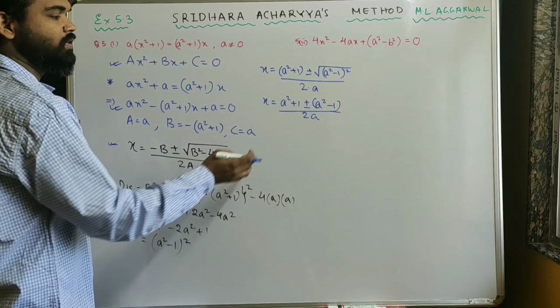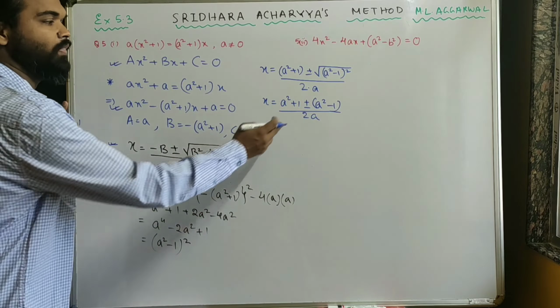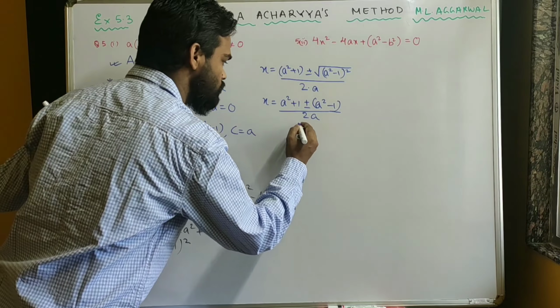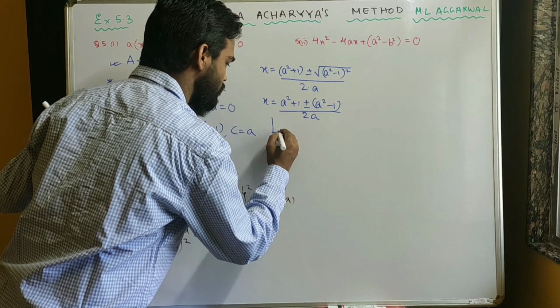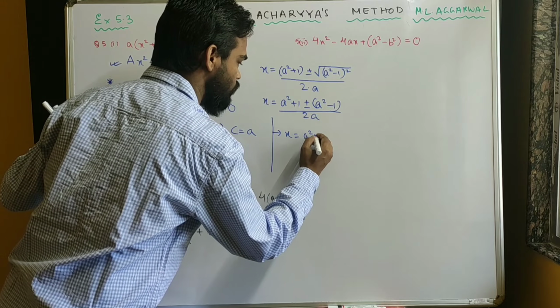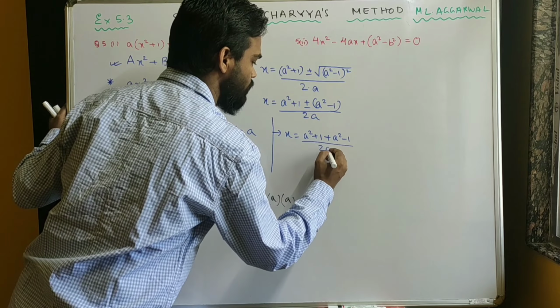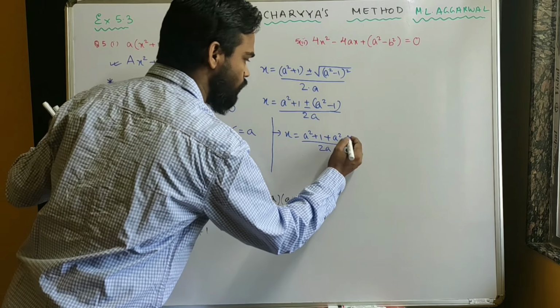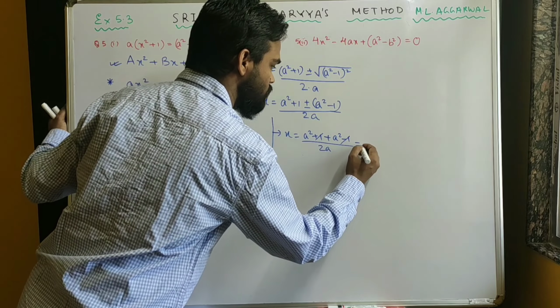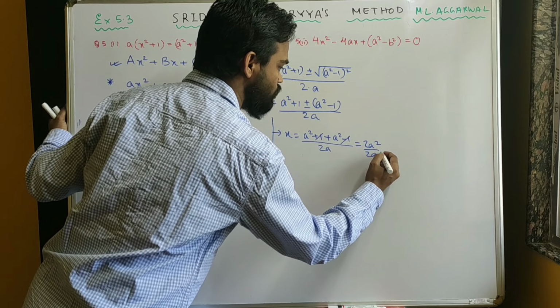Now there will be two cases. First I'll take plus and then I'll take minus. So what are my two cases? See, x equals a square plus 1, if I take plus, a square minus 1 by 2a, which is nothing but 2a square by 2a, which is a.